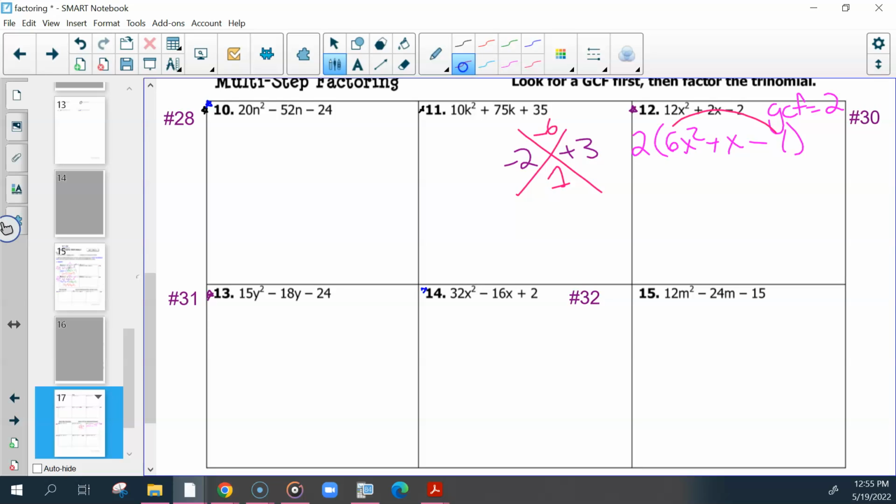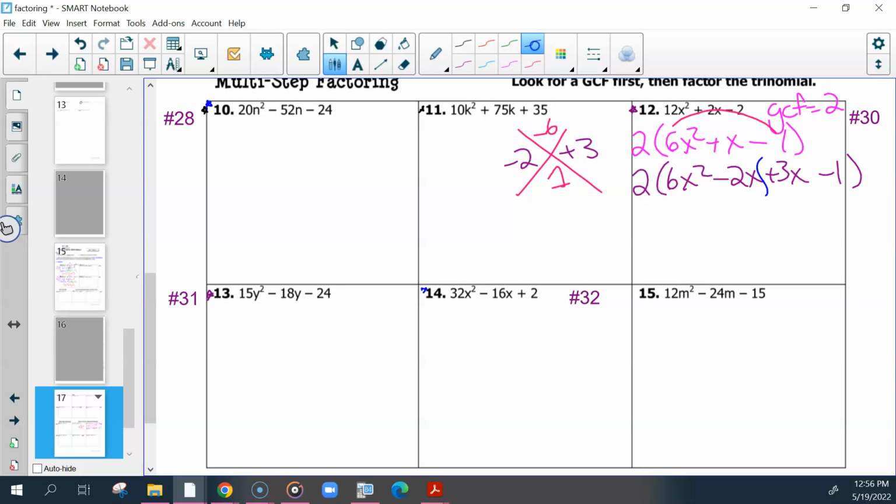So for this, we can now rewrite this as 4 terms. So keep bringing down your 2, just drag it along. And we can rewrite this as 6x squared minus 2x plus 3x minus 1. And then split the middle.